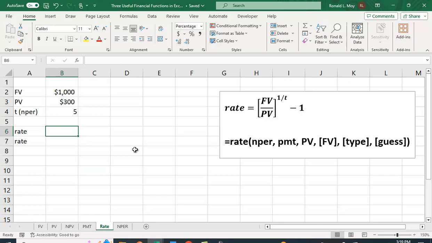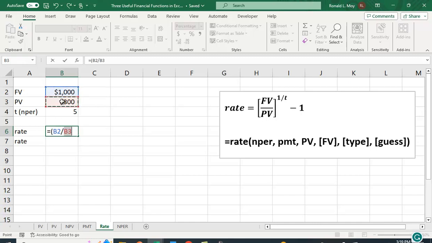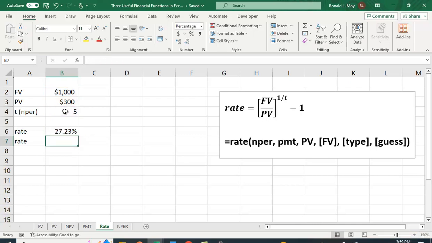So let's put the formula in. This one I can probably do. So here I'm going to have FV divided by PV, okay, and I'm going to raise it to the power of 1 divided by T, and I'm going to subtract 1. And I get 27.23%. So that wasn't too bad using the formula, okay? Not a lot of parentheses because we're not dividing by a bunch of different things, okay?